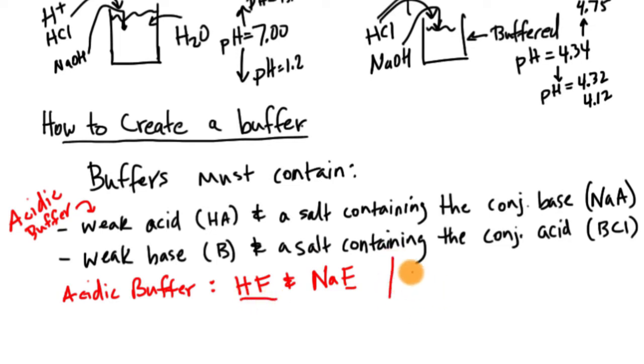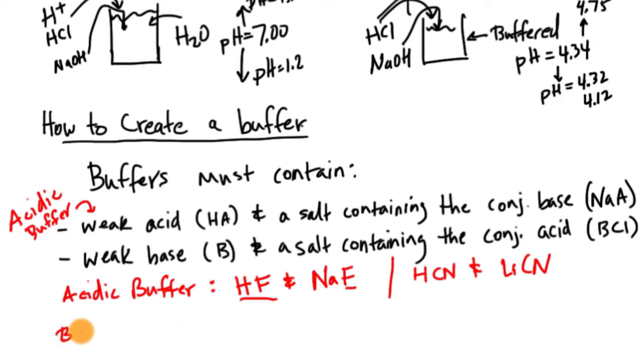Another example could be something like HCN, hydrocyanic acid, and what I could then add to that would be lithium cyanide. Right? Again, weak acid, salt containing the conjugate base of the weak acid.